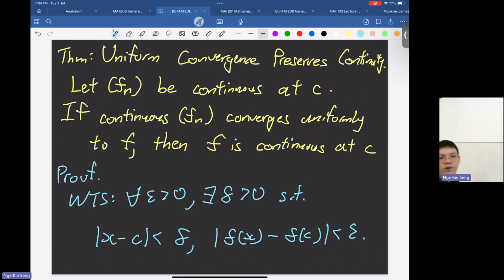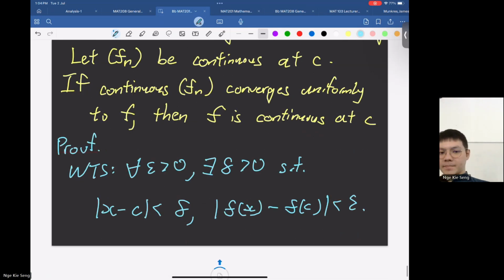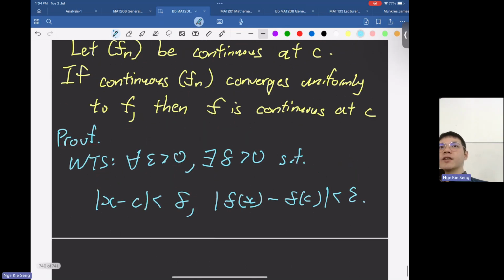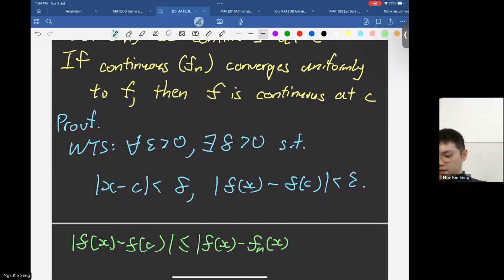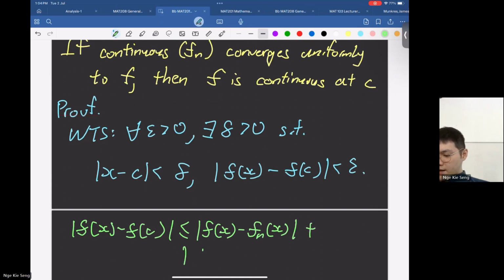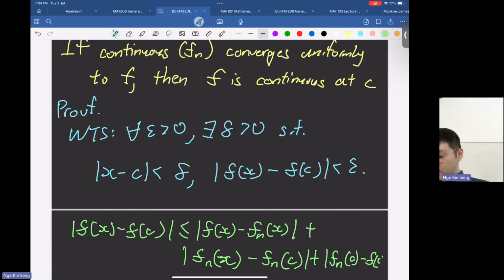But how do we compute this? You need to find this delta, right? But we also know there's a sequence that converges. So we can try to bound |f(x) - f(c)| by some f_n. Can we split this into |f(x) - f_n(x)| + |f_n(x) - f_n(c)| + |f_n(c) - f(c)|? Can we do this triangle inequality? Okay, I just introduced f_n(x) and f_n(c).